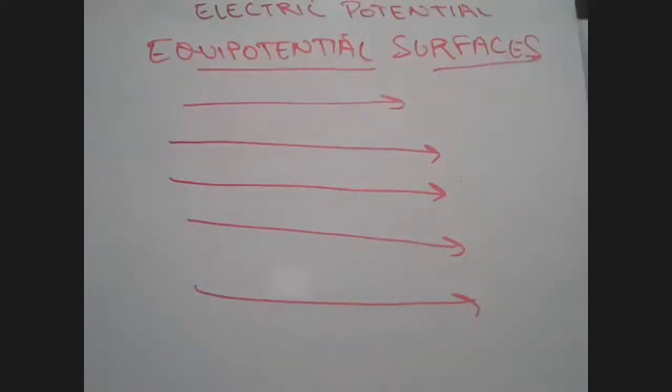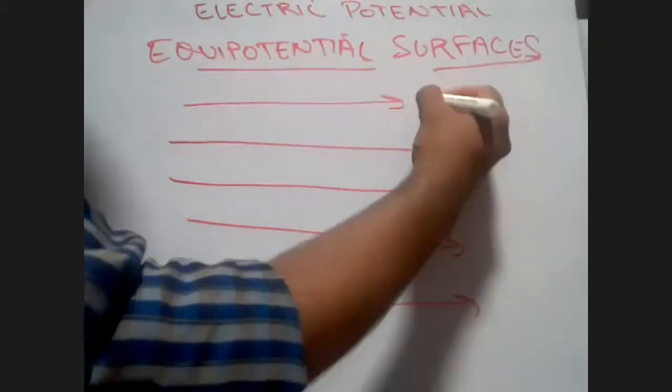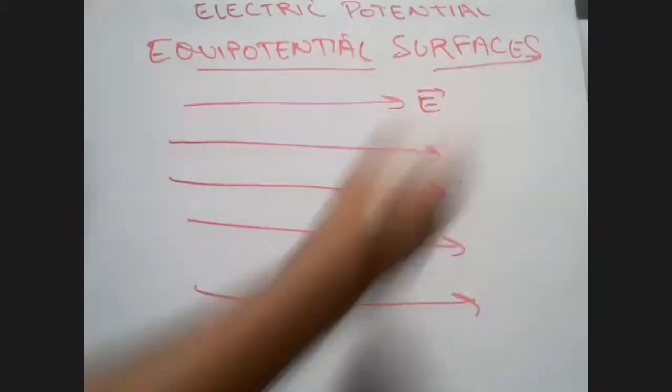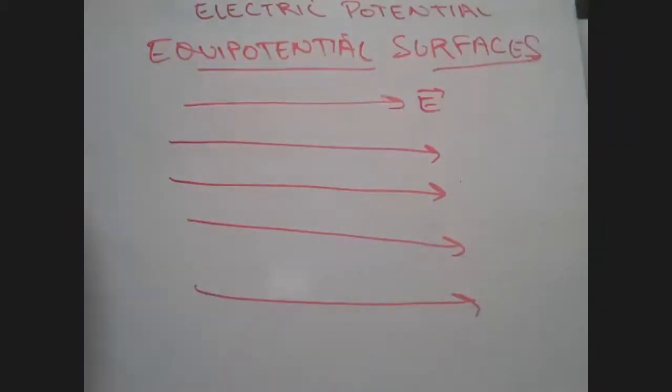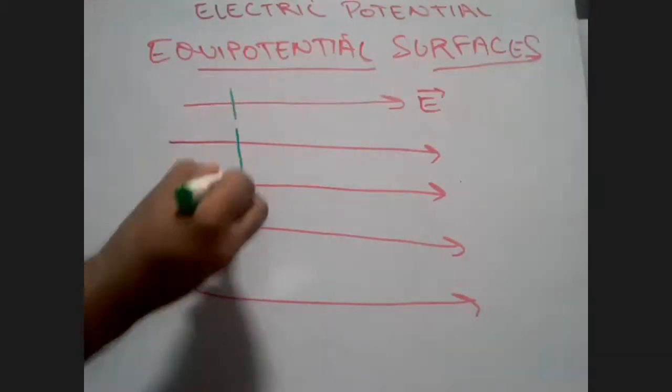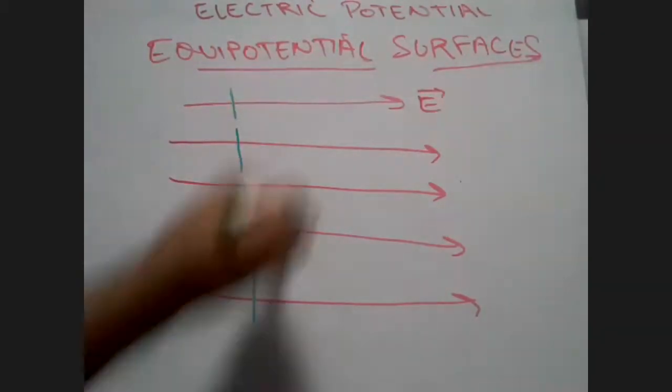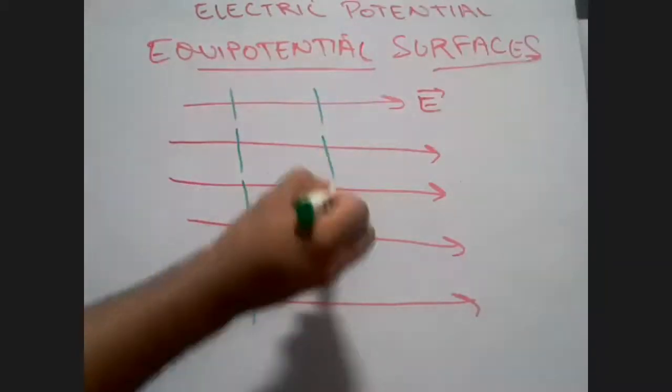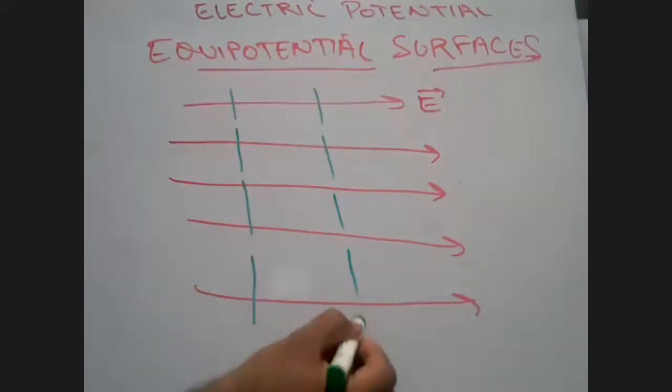I want to ask you, how will the equipotential surfaces in this situation look? Will they look like this? They are perpendicular. Parallel sheets, yes, they are going to be parallel sheets. Has everyone understood this?